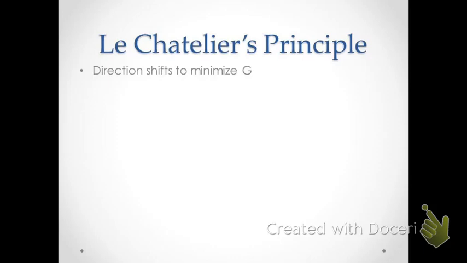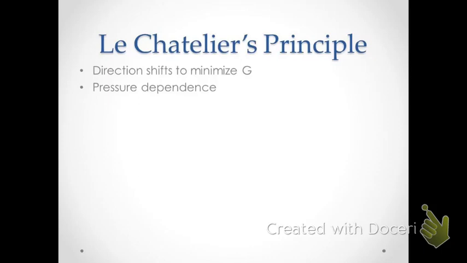Now remember, an isothermal isobaric process will shift in a direction to reduce the Gibbs energy, noting that when the Gibbs energy is reduced, the entropy of the universe is increased, as we noted in the past couple of videos.